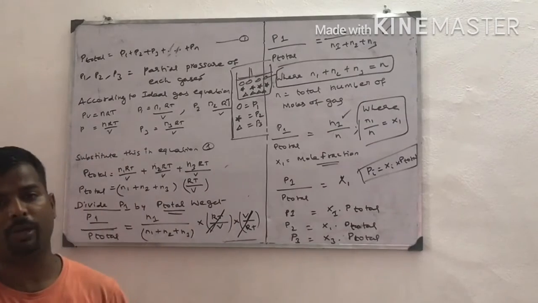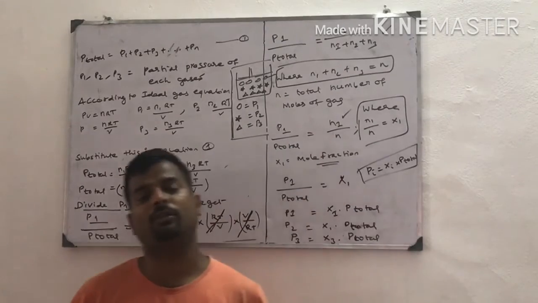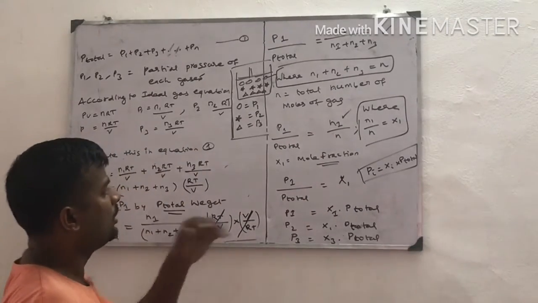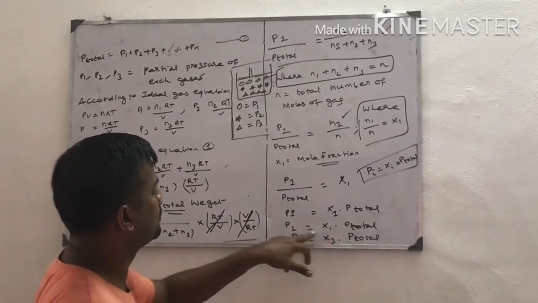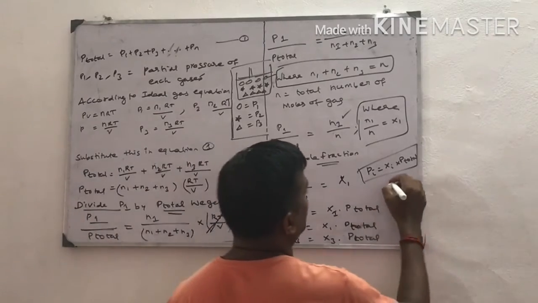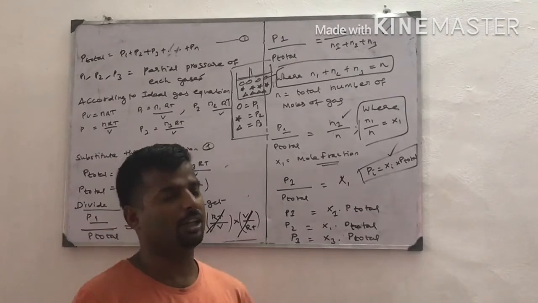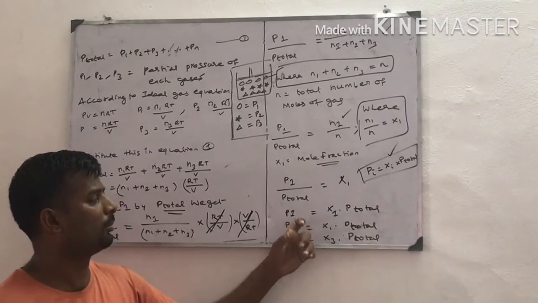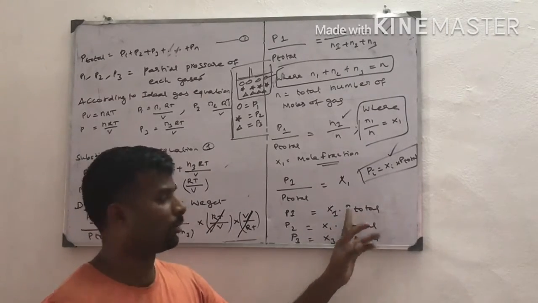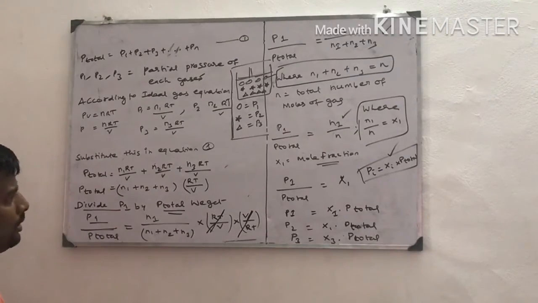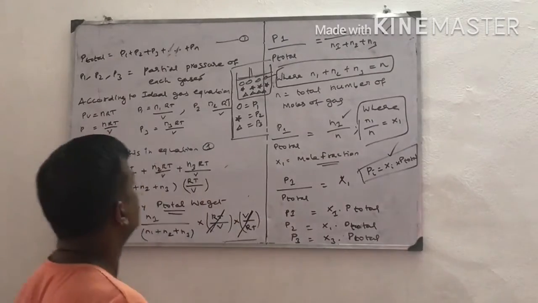What do you mean by X1? Mole fraction. N1 is the number of moles of a particular gas divided by the total number of moles of all the gases. That is called mole fraction. P1 by P total is equal to X1, then P1 is equal to X1 into P total, P2 is equal to X2 into P total, up to Pi is equal to Xi into P total. So in this way we can find the pressure of an individual gas. If I want to know the pressure P1, I have to use the mole fraction into P total. In this way I find the pressure of an individual gas when all the gases are mixed in the cylinder.